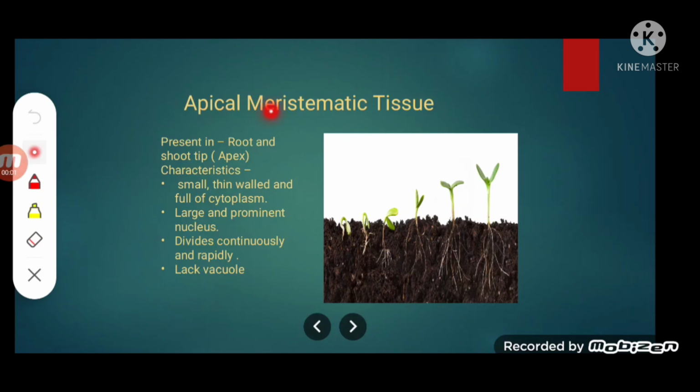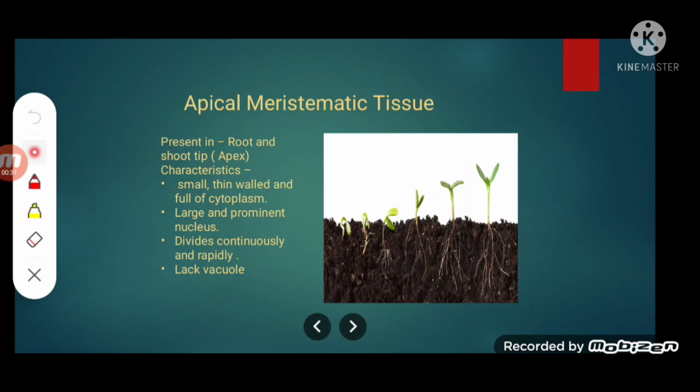So the first type of meristematic tissue is apical meristematic tissue. Here we can see the name apical meristematic tissues, means they are located at the apex, means tips. You might have seen a small seedling grow into a small plant, and then the small plant turn into a big tree. So how does it happen? It happens because of the apical meristematic tissues.